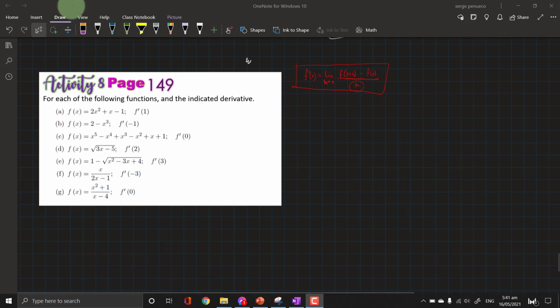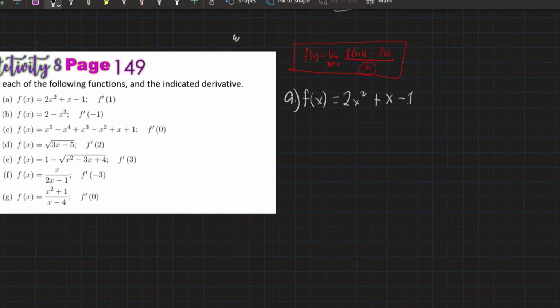Okay, so this is the correction for our activity number 8. Letter A. Letter A is f of x is equal to 2x squared plus x minus 1. And we are going to find f prime of 1. So we are going to use the alternative formula.